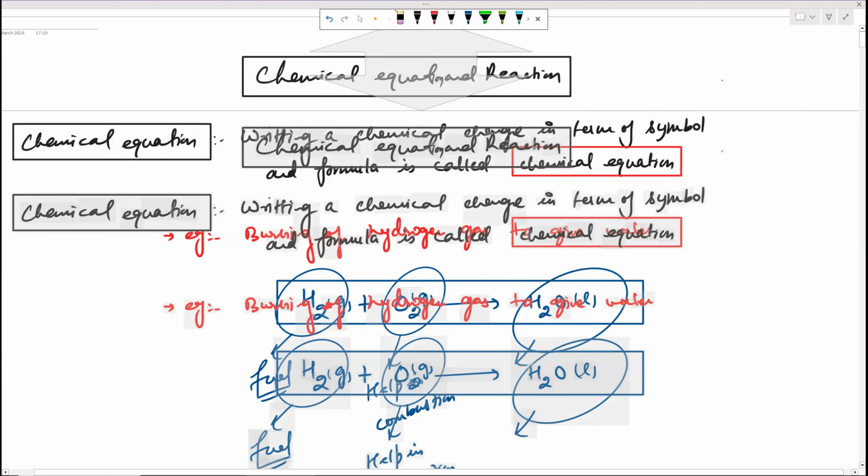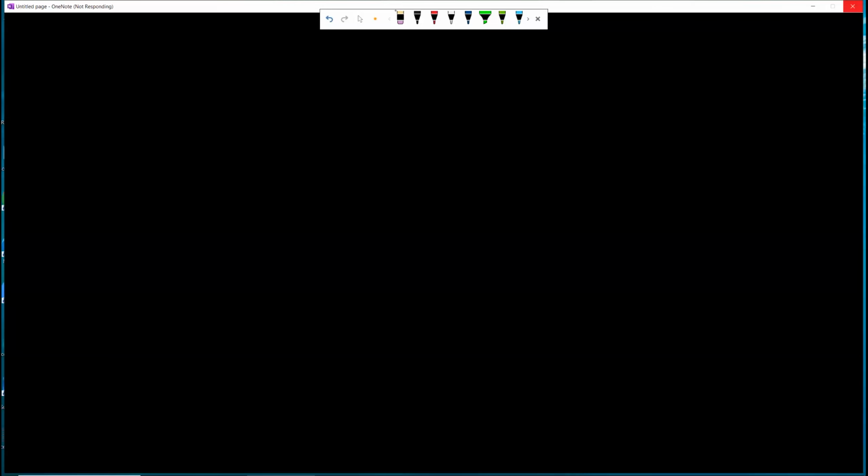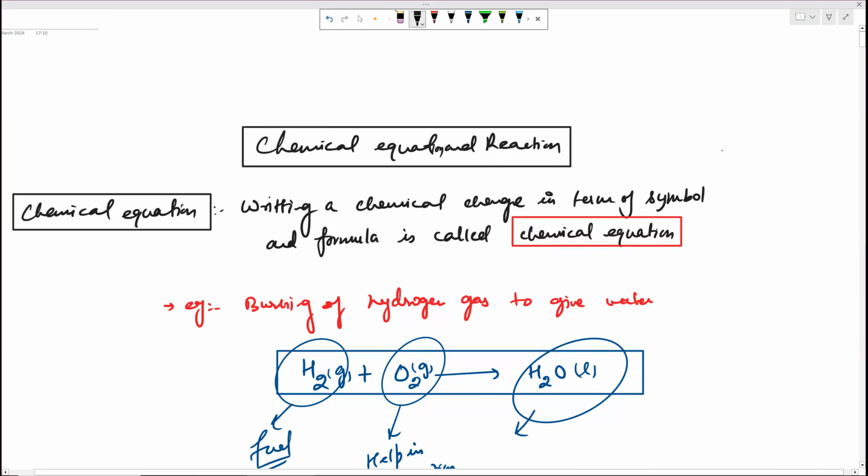Why is it important? Can anybody tell me? Because this chapter is interconnected with the other chapters also, like acids, bases, and salts. In acids, bases, and salts, you need to write the chemical equations.